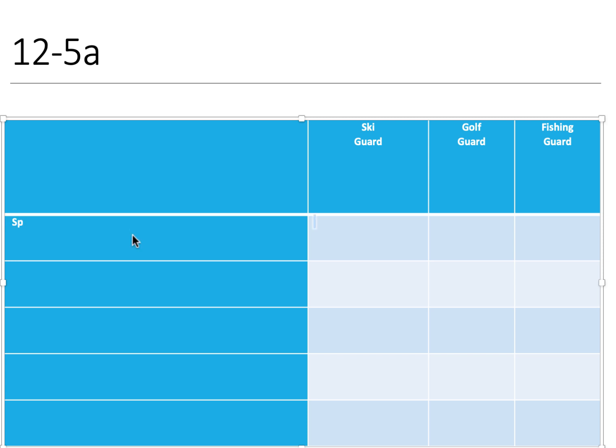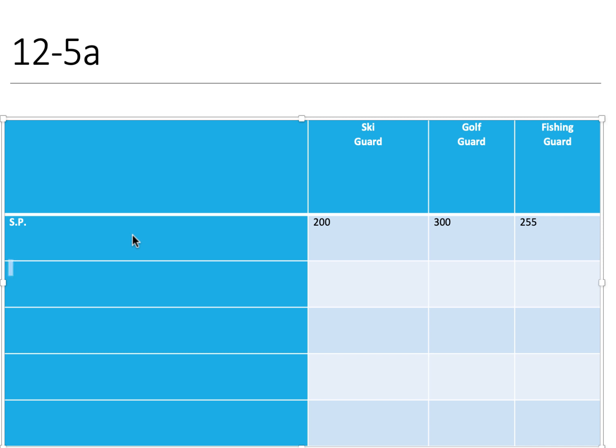So we're going to first put in our selling price. I'm just going to abbreviate it SP. And the selling price for the ski guard's $200. For the golf guard, it's $300, and for the fishing guard, it's $255. So if we looked at this based solely on the sales revenue, we would say, hey, the golf guard's the way to go. But remember, we have to factor in cost, the variable cost, and the fixed costs.